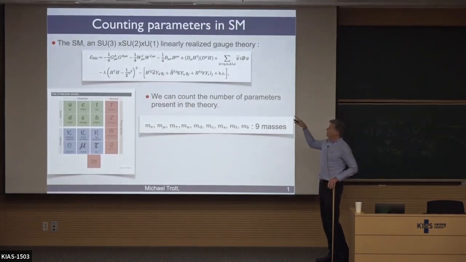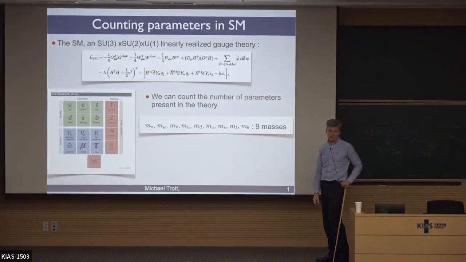But it's fine. So this is the standard model Lagrangian, as you saw, and we're going to count the parameters in this theory. Okay, so the easiest ones to count are just the fermion masses, right?